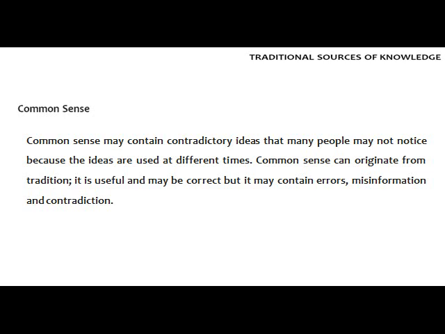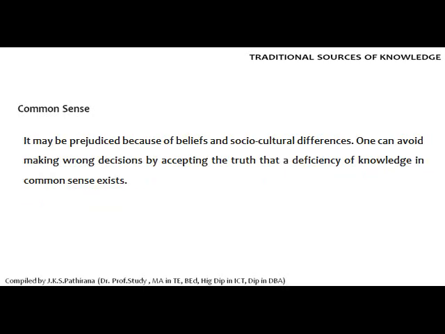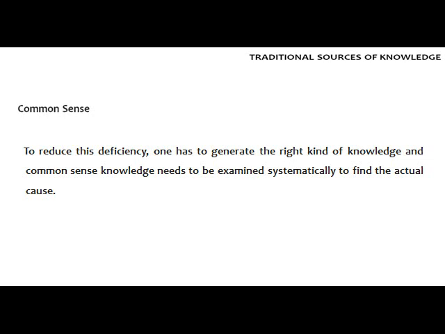Common sense can originate from tradition. It is useful and may be correct, but it may contain errors, misinformation and contradiction. It may be prejudiced because of beliefs and socio-cultural differences. One can avoid making wrong decisions by accepting the truth that a deficiency of knowledge in common sense exists. To reduce this deficiency, one has to generate the right kind of knowledge, and common sense knowledge needs to be examined systematically to find the actual cause.